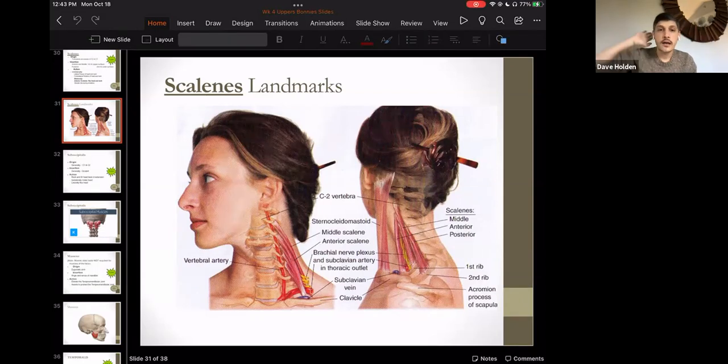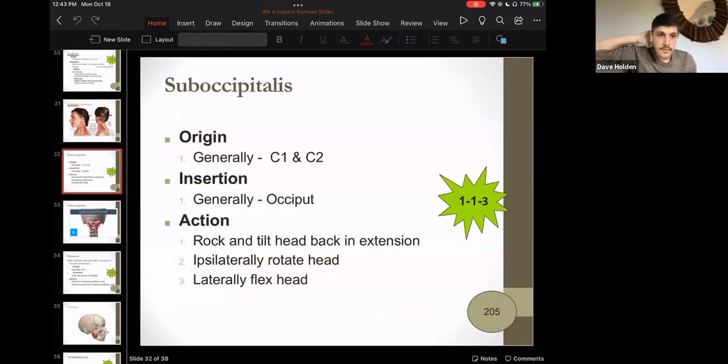After the scalenes come the suboccipitals. Suboccipitals are independent muscles, so there are actually 8 of them. There are 4 pairs of muscles, so there's 4 muscles on one side and their counterparts on the other. We often just call them together the suboccipitals or the suboccipitalis. But I would just like to point out it's not one single muscle, it's a small group of muscles.